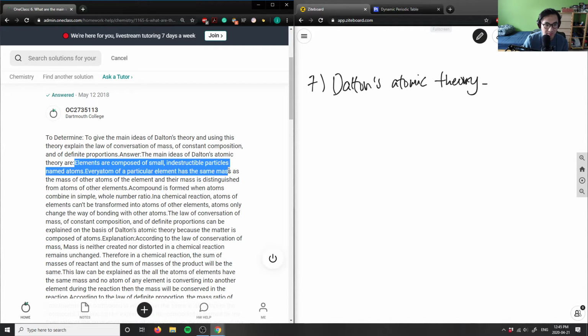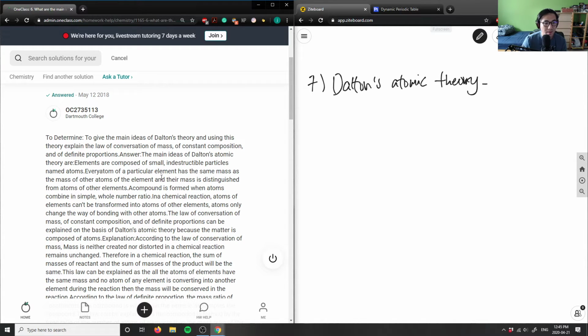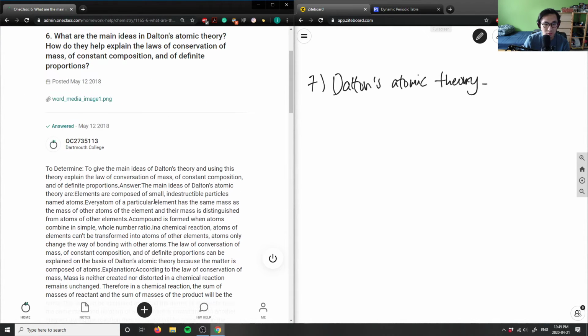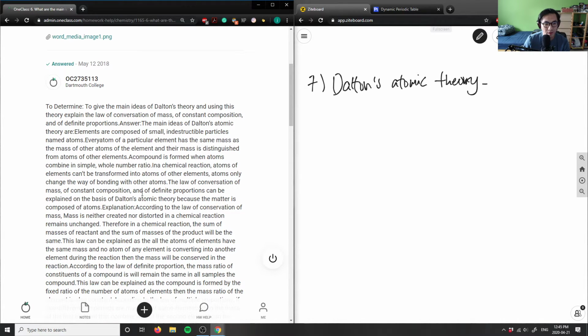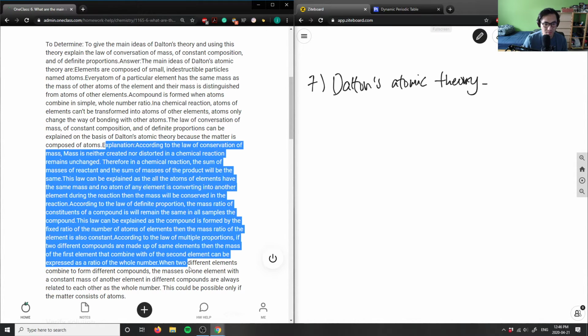So, main ideas of Dalton's atomic theory are: elements are composed of small, indestructible particles named atoms. That's good. Every atom of a particular element has the same mass as other atoms of the element, and their mass is distinguished from atoms of other elements. A compound is formed when atoms combine in simple whole number ratios. So that's the law of definite proportions here. That's good. The laws of conservation of mass, of constant composition, and of definite proportions can be explained on the basis of Dalton's atomic theory because matter is composed of atoms. So this here is our explanation.